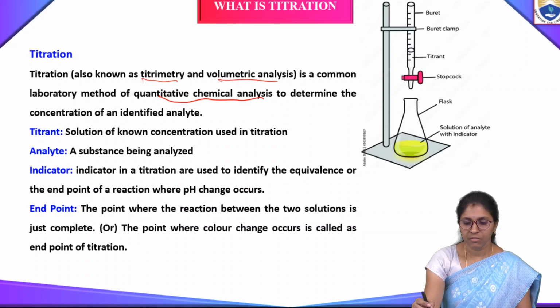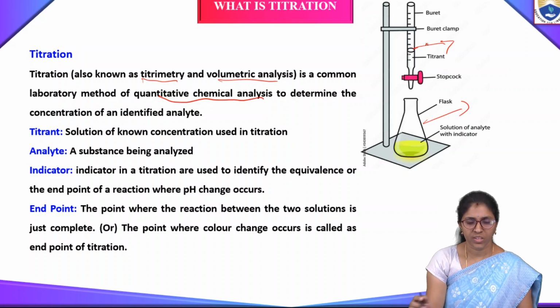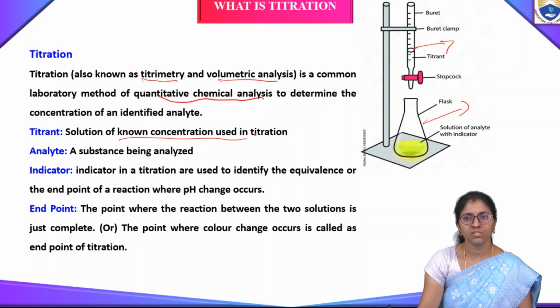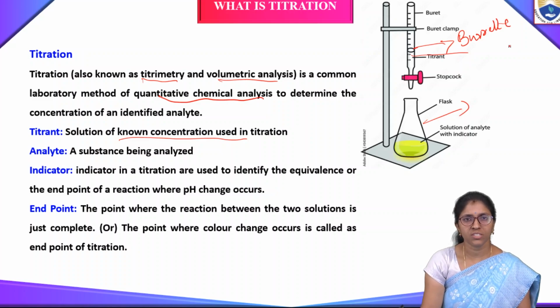Here we use a burette and a conical flask for the titration process. The solution of known concentration is called the titrant. This is usually taken in the burette. So this is the burette, and the solution of known concentration is also known as the titrant.